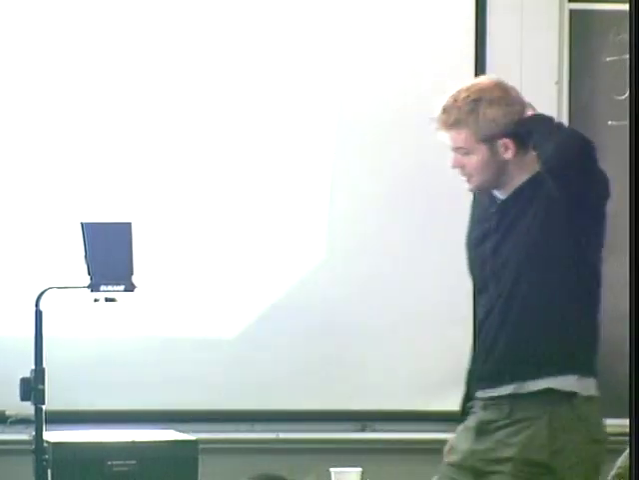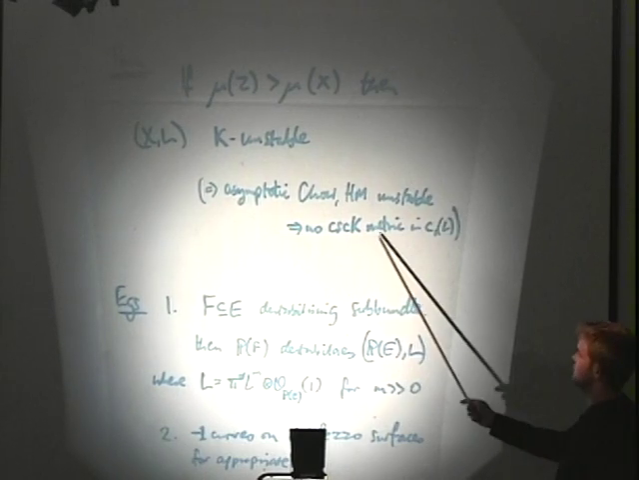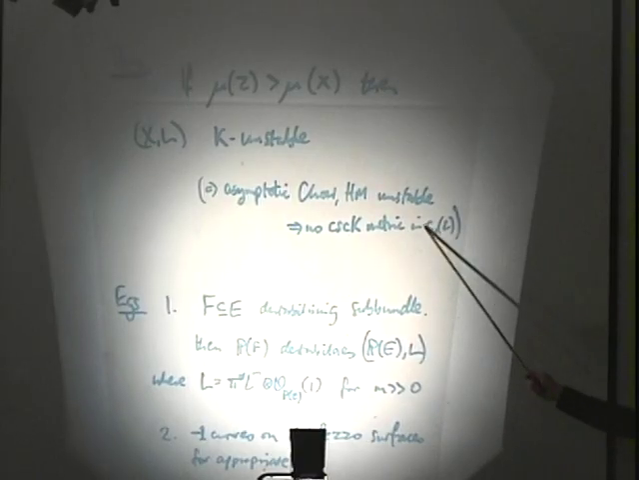And then the theorem is that if the slope of z is bigger than the slope of x, then z destabilizes x, so x is actually unstable. And by these theorems of Donaldson and Luo and Tian and Chen, that should imply that there is no constant scalar curvature metric whose Kähler form is in this class of this polarization.